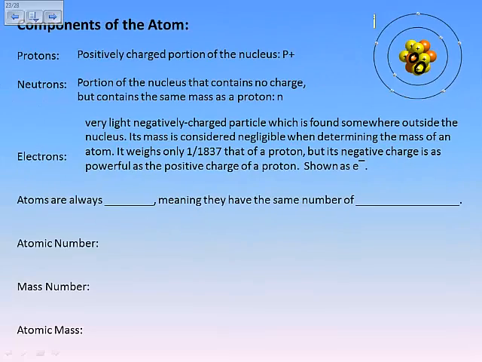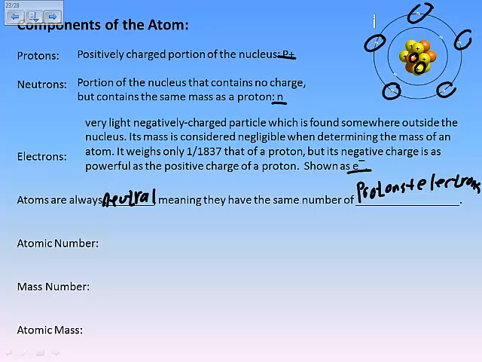Now electrons are kind of the outliers. That's what floats around the atom. They're negatively charged. And make sure you know these symbols: p positive, n neutron, e negative electron. We always consider atoms to be neutral, and that means they have the same number of protons and electrons.